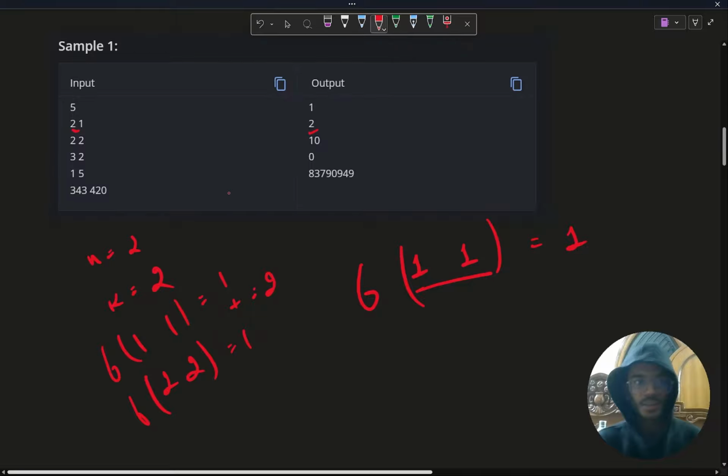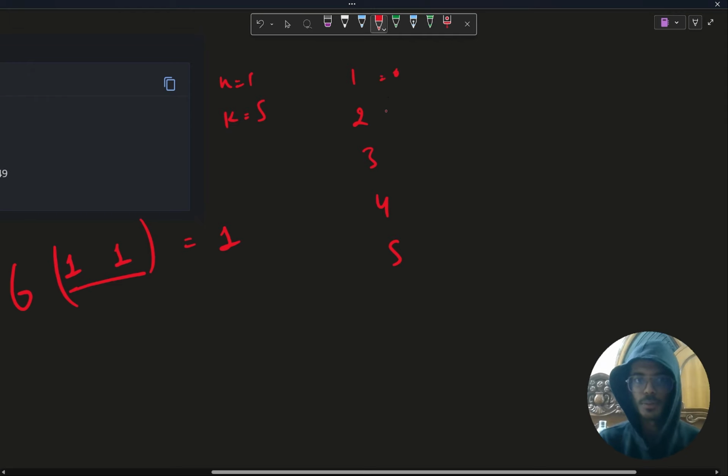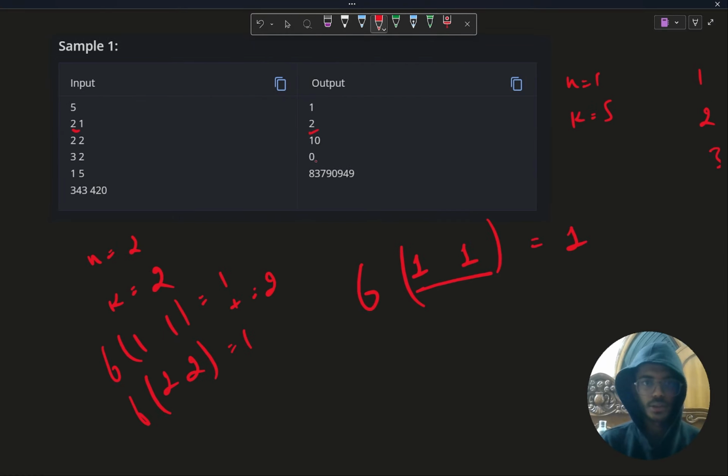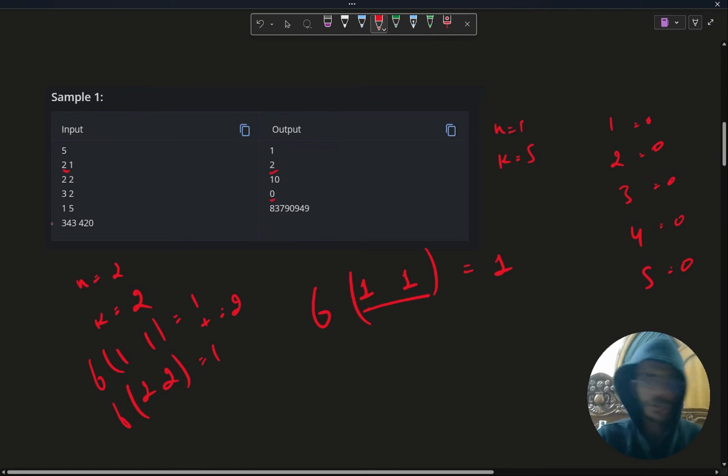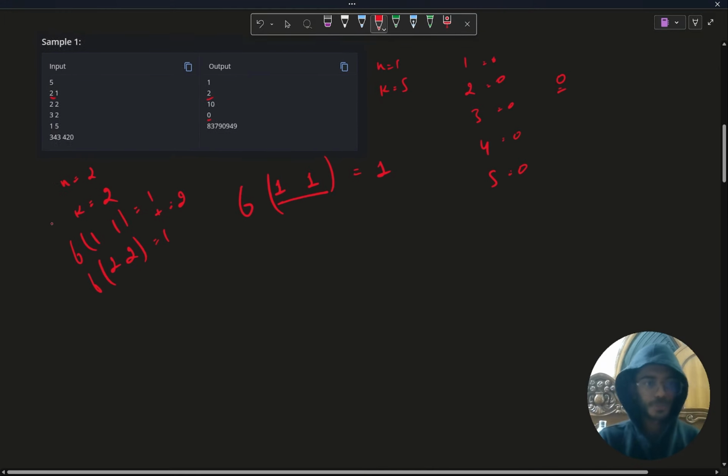The third one you can calculate by yourself. The fourth one is n is just 1 and k is 5. So you can easily see that the only 5 possible arrays would be 1, 2, 3, 4, 5, and f of A for all of them would be 0. So the total sum is also equal to 0, and hence the answer is 0. Now the last case is just for testing, so you can implement your code and test it on this test case, and let us move to the solution.